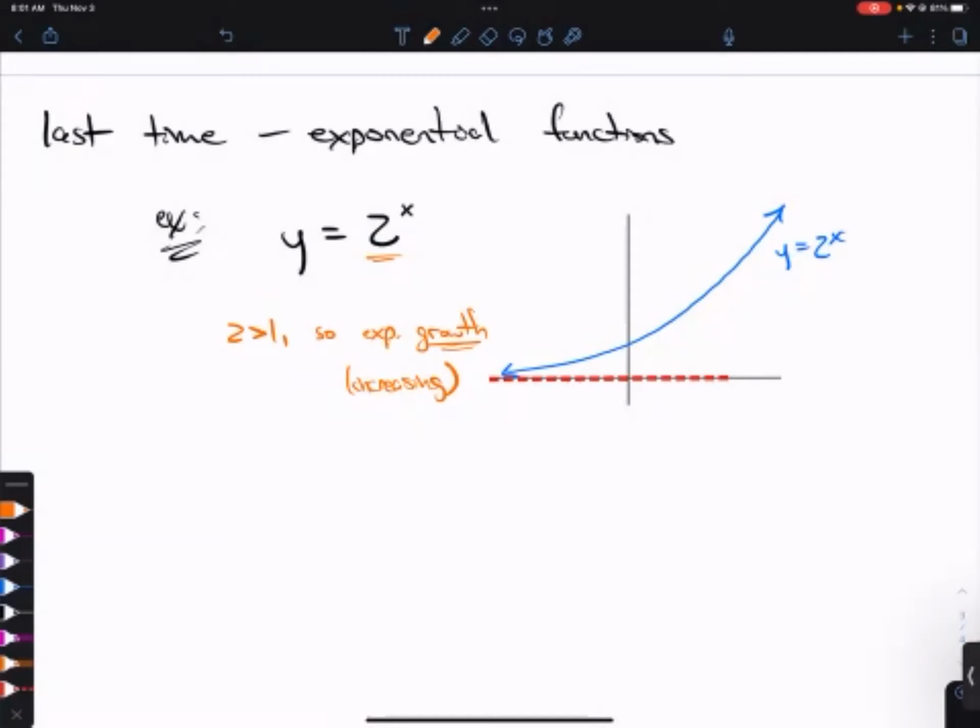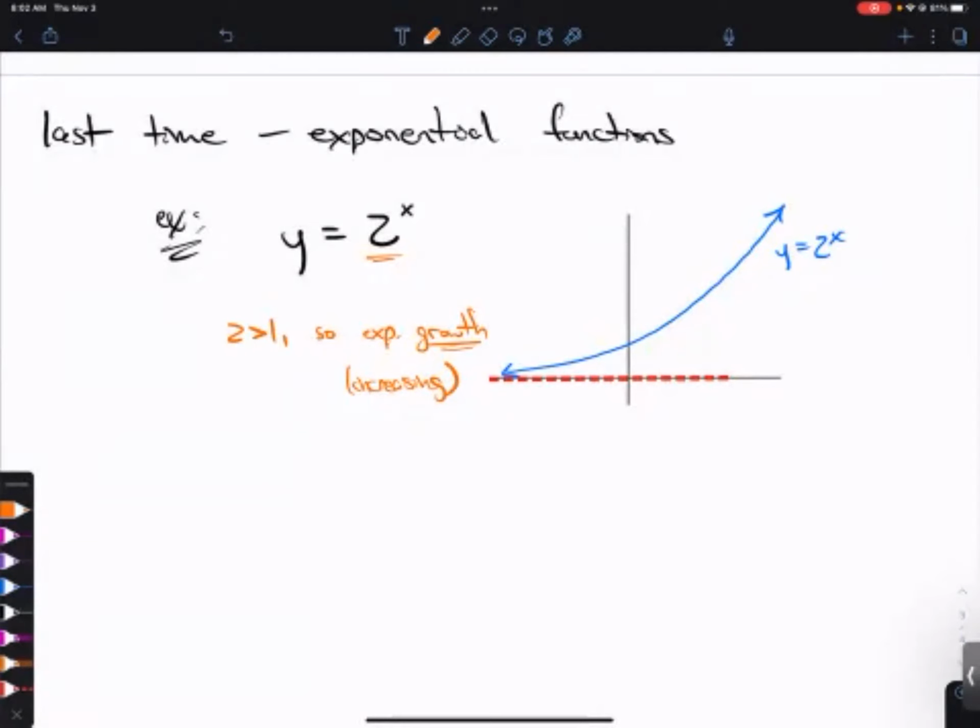It's a continuous function, so it's connected. So all of the in-between stuff is there too. It's hard to make sense of what it means to multiply by 3.7 copies of 2, but that stuff's there as well. But the nice integer values would be powers of 2, basically.